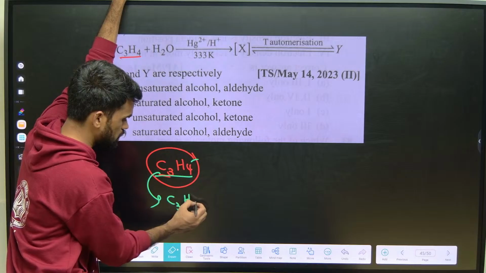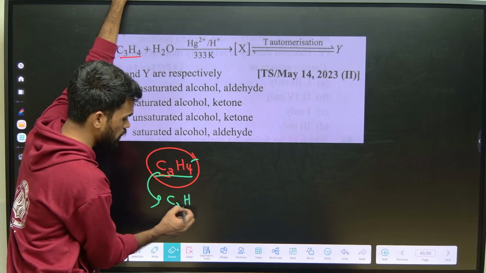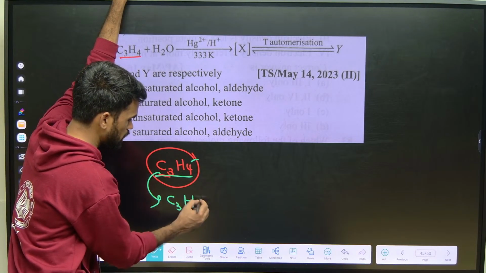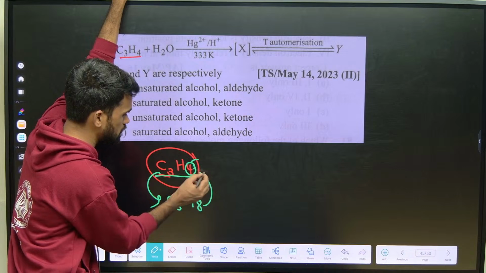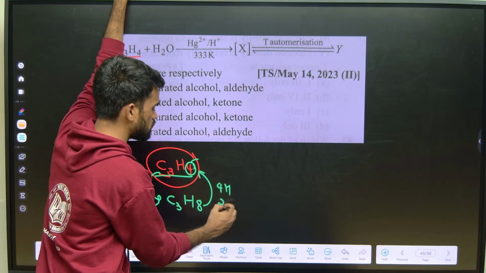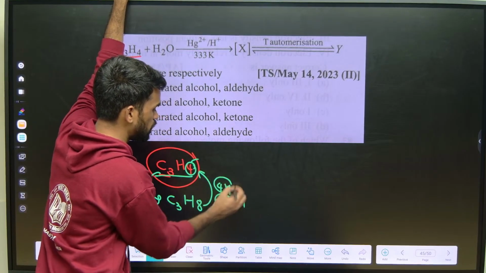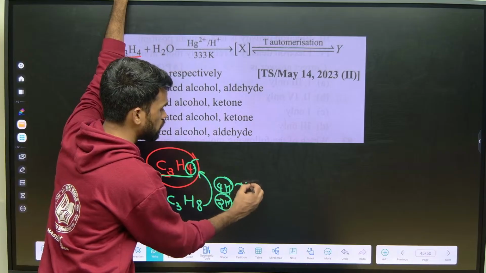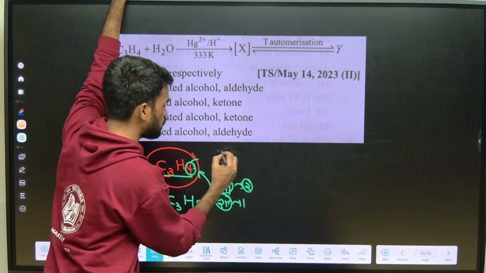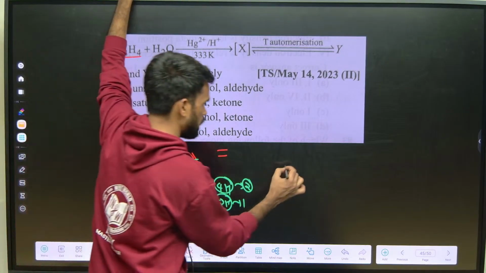CnH2n plus 2, right? So 6 plus 2, 8 it should be. It should be 8, but it is only 4. How many hydrogens are less here? Here it is less by 4 hydrogens. If 2 hydrogens are less, it is 1 degree of unsaturation, but 4 hydrogens less means 2 degrees of unsaturation. So 2 degrees of unsaturation is nothing but you need to insert 2 pi bonds in the given formula.